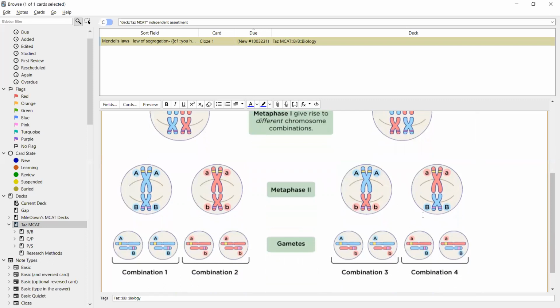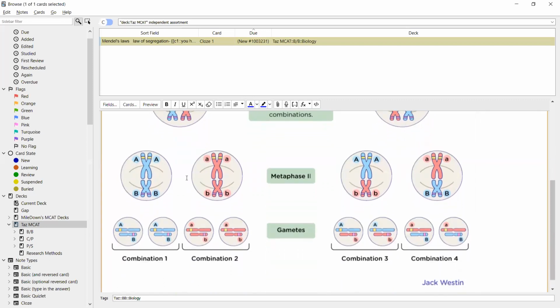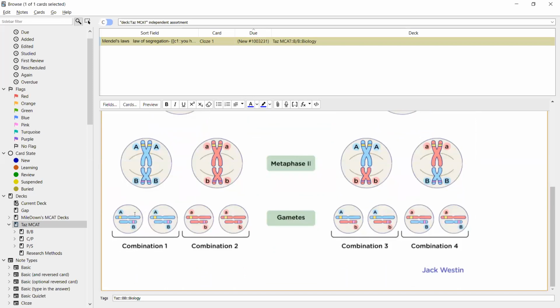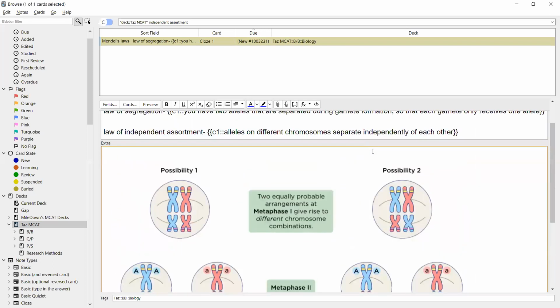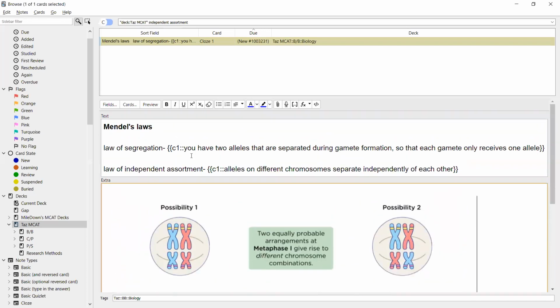And this increases our genetic diversity because once we get the two, in this case we have totally blue and totally red, but here we have blue and red and blue. And so once this splits down into the gametes, we're going to get different allele combinations. Here we would get capital A, capital B, and only lowercase a, lowercase b. But here we get capital A, lowercase b, and we get lowercase a and capital B. So we have two of Mendel's laws: the law of segregation and the law of independent assortment.